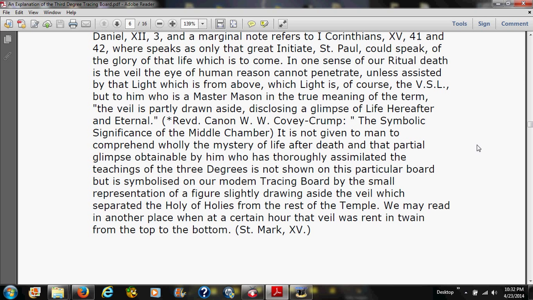is symbolized on our modern tracing board by the small representation of a figure slightly drawing aside the veil which separated the Holy of Holies from the rest of the temple. We may read in another place, when at a certain hour that veil was rent in twain from top to bottom.